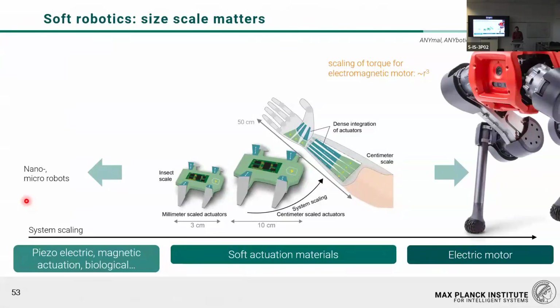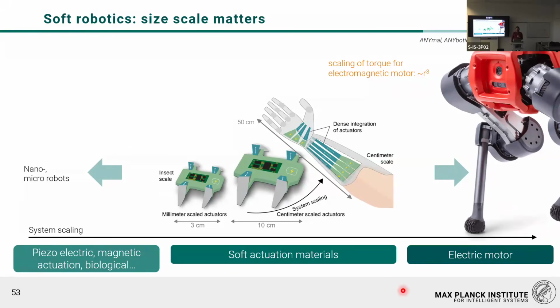For example, one application is when you try to reduce robots in size. Because electromagnetic motors work really, really well for large scale robots. If you have something that is half a meter or larger, it gives you excellent force, excellent controllability, very good energy efficiency. But the torque is scaling with the dimension of the motor cube, which means if we try to scale down our motor, we will lose performance very, very rapidly.